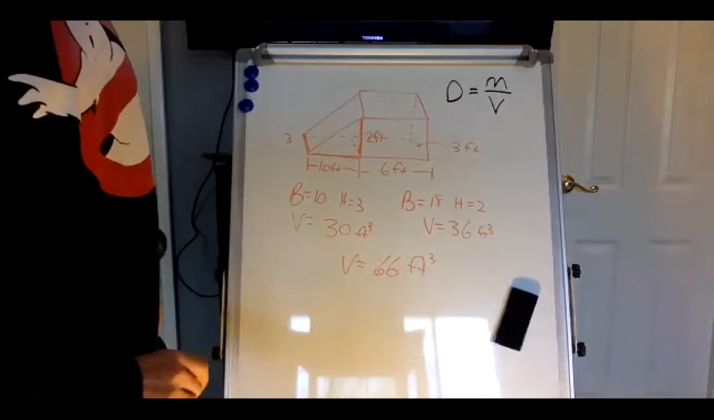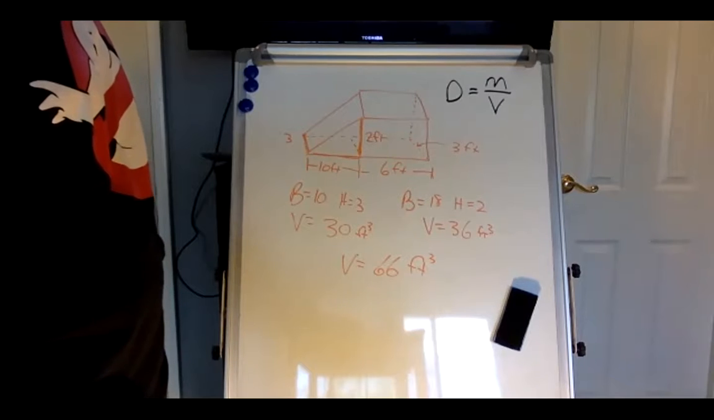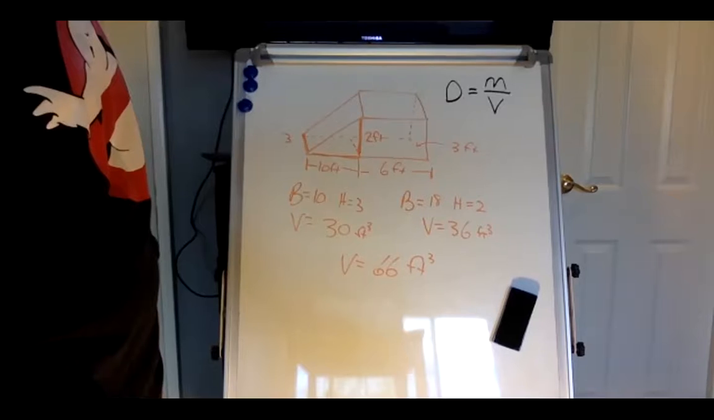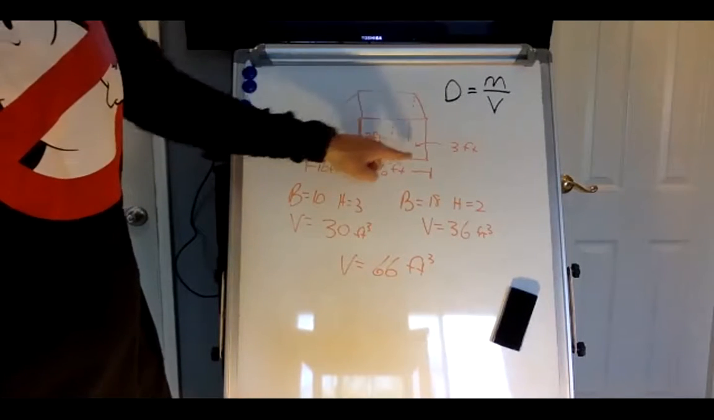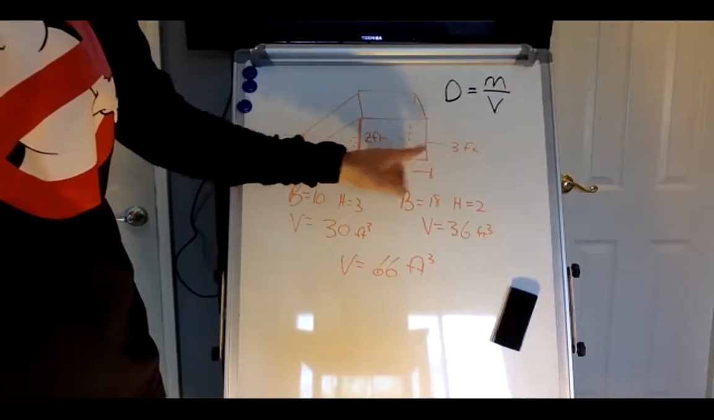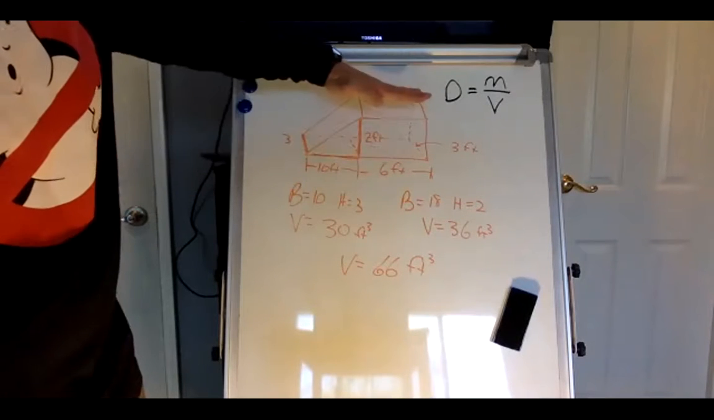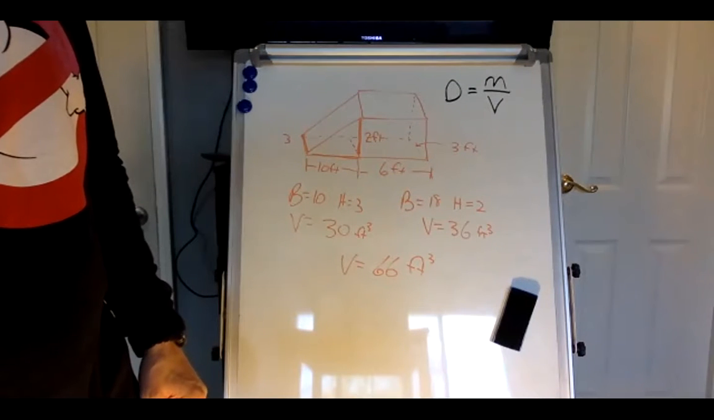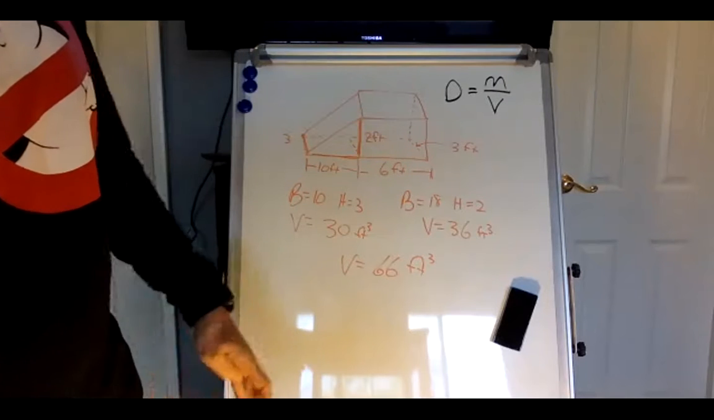Questions about this problem? Wait, I have a question. How did you get 36? Because the base area of this rectangular prism is 6 by 3, which is 18. I didn't see that the 3 was part of the base too. 3 by 6. Okay, and then multiplied by 2.